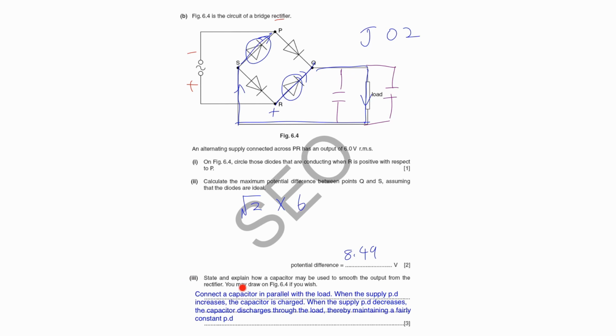And the last one is just a qualitative question, you need to explain how the capacitor is used to smooth the output. You just have to copy this down, saying the capacitor must be connected in parallel with the load, and when the supply PD increases, the capacitor is charged. When the supply PD decreases, the capacitor discharges through the load, thereby maintaining a fairly constant PD.